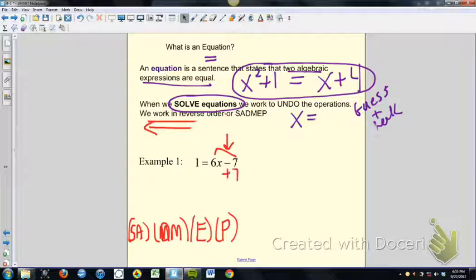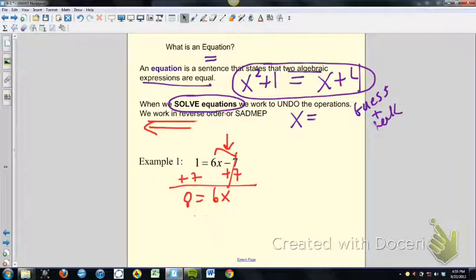So if I add 7 to both sides, okay, I'm doing the vertical addition method here. So I bring down the 6x, and 1 plus 7 is 8. Now let's just erase this so we have room. So I have 8 is equal to 6x. Now, what you want to do is divide by 6 on both sides. All right, this is the fraction bar, not the subtraction bar, but that's the fraction bar.